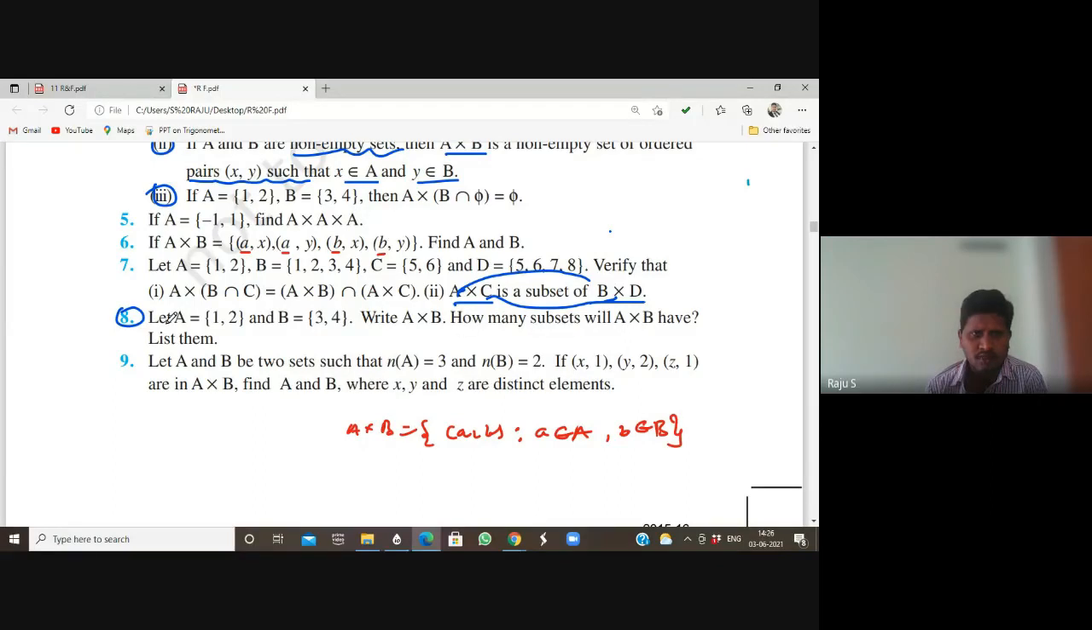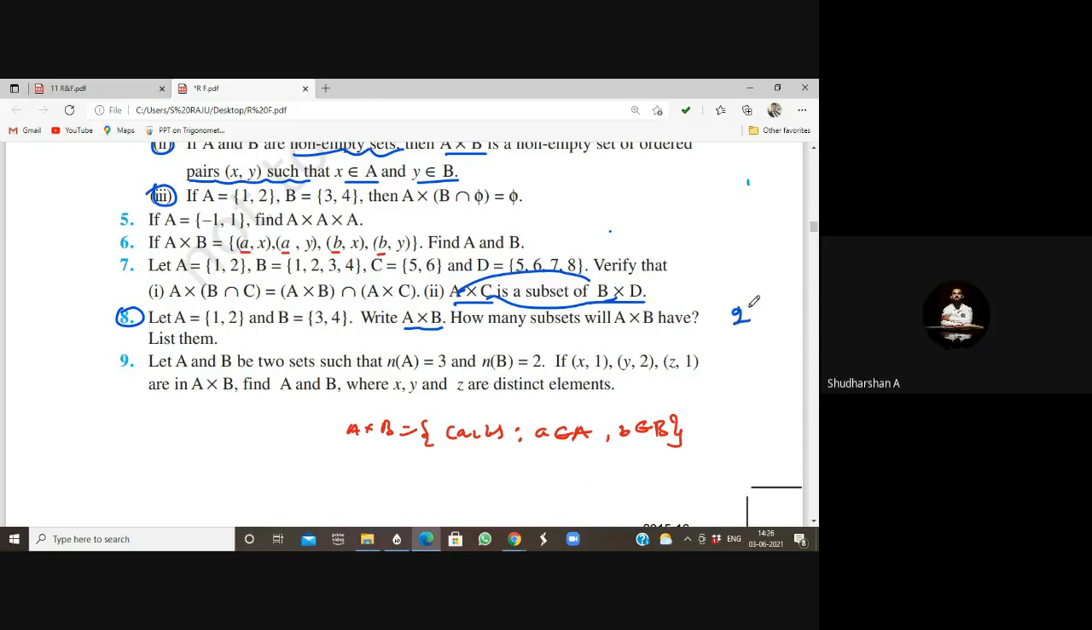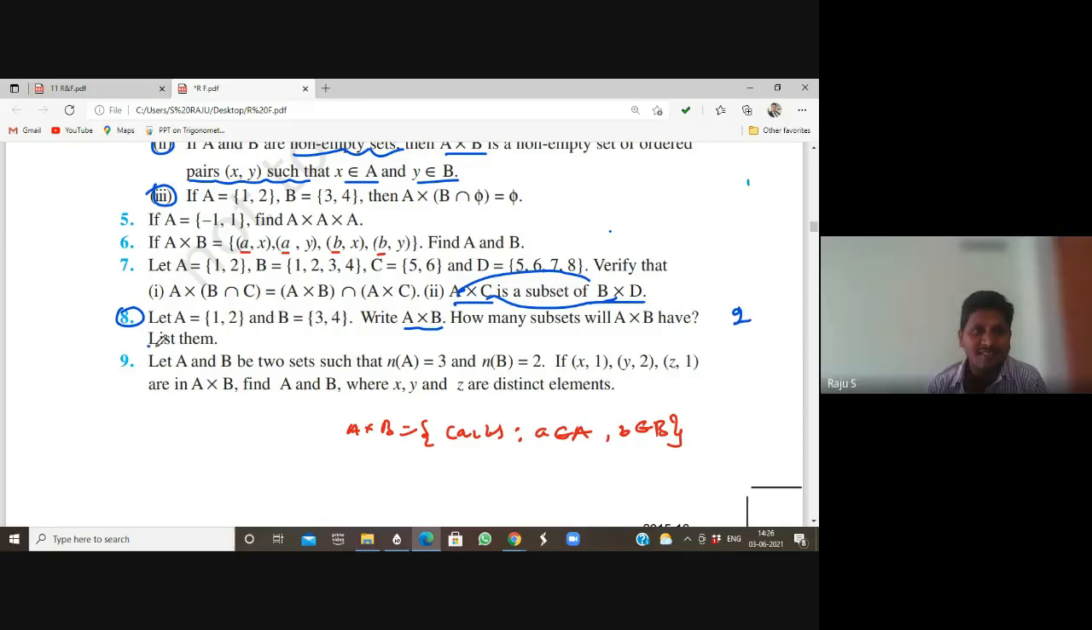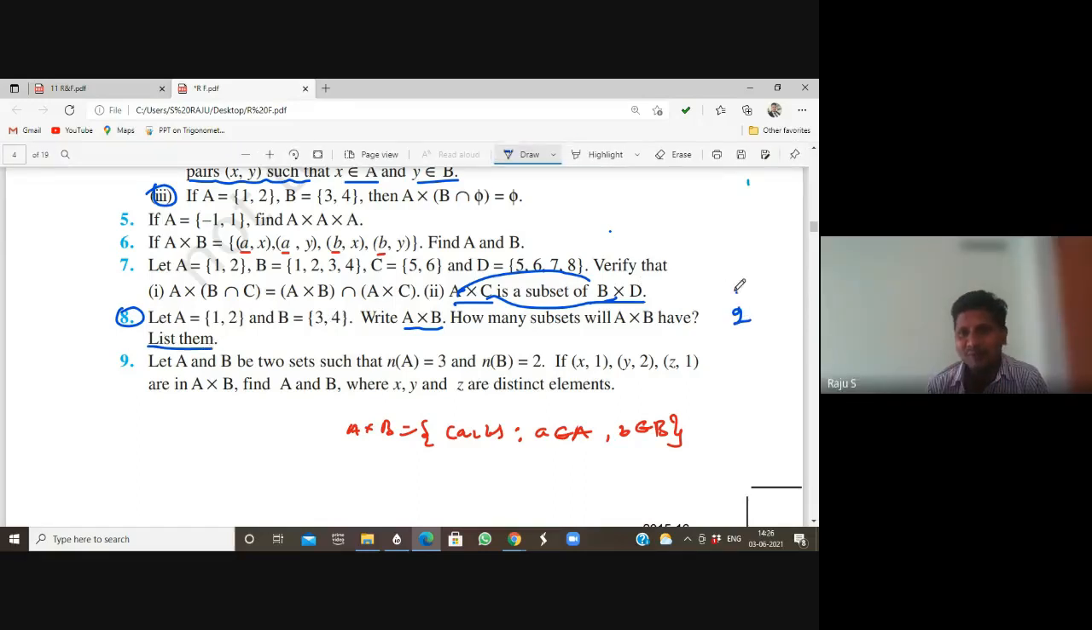It is true. Right. See, question number 8. A is given, B is given. Write A cross B. Okay, fine. How many subsets will A cross B have? 16, sir. 16. List them. 2 power 4. Yeah, 2 power 4. You have to write all 16 subsets.